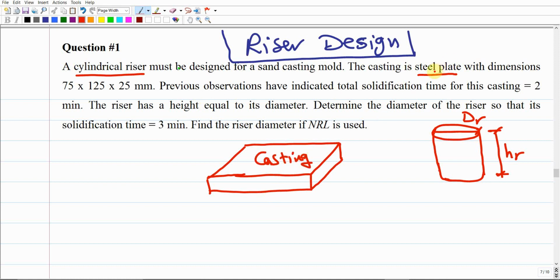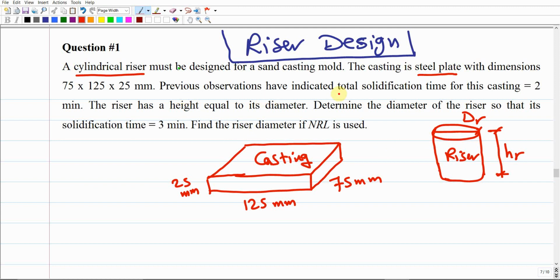It has a plate shape and it is made of steel with dimensions 75, 125, and 25 millimeters. So this is going to be a 125 millimeter length, 75 width, and the thickness is going to be 25 millimeter. This is the casting, and this is the riser that we would like to design for the casting. All the dimensions of the casting were given, but the dimensions of the riser, we have no clue and we have to solve for it.